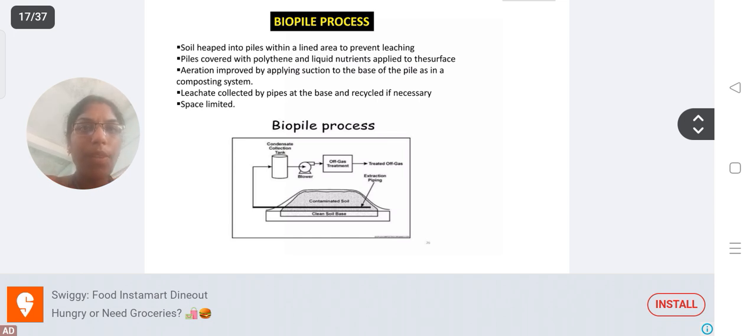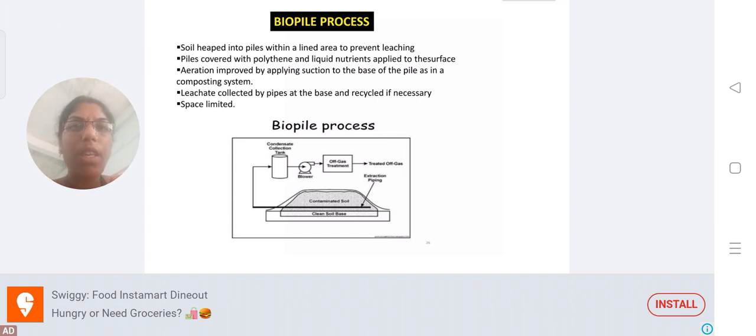Biopiles process. Soil is heaped into piles within a lined area to prevent leaching. Piles are covered with polythene and liquid nutrients applied to the surface. Aeration is improved by applying suction to the base of the pile as in a composting system. Leachate is collected by pipes at the base and recycled if necessary. Space is limited.